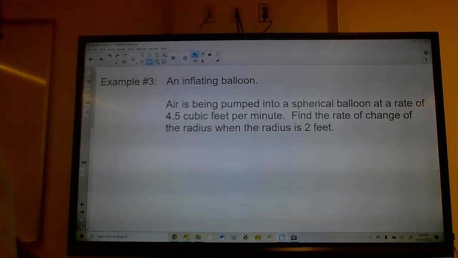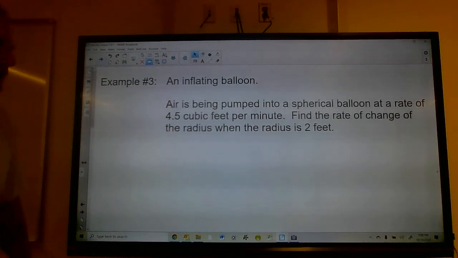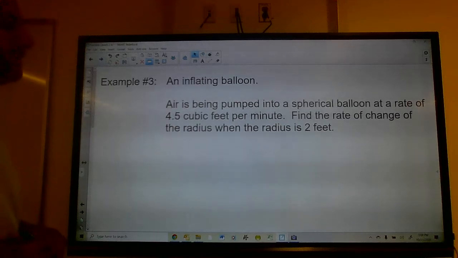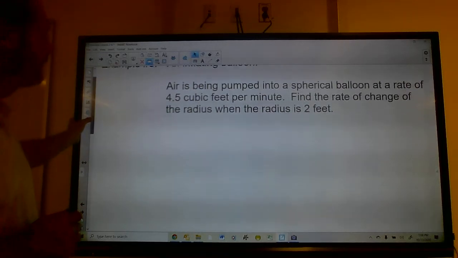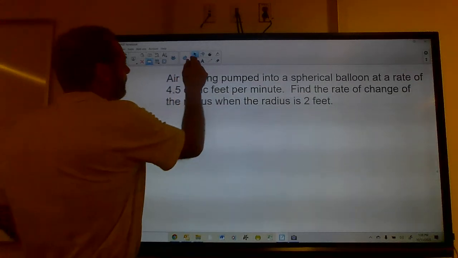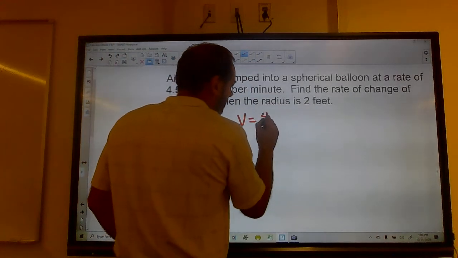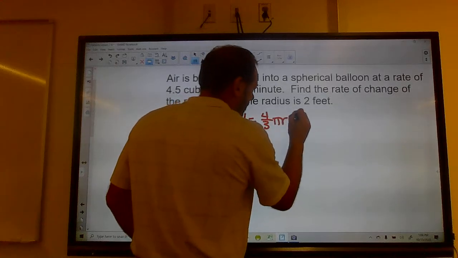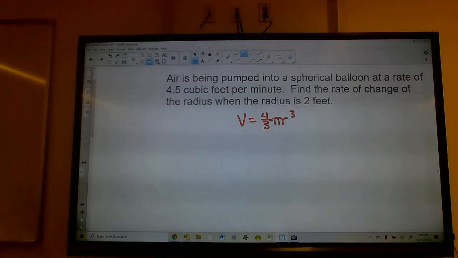All right, let's look at inflating a balloon. So air is being pumped into a spherical balloon at a rate of 4.5 cubic feet per minute. Find the rate of change of the radius when the radius is 2 feet. Okay, so first of all, we've got a spherical balloon, so we know that the volume is 4/3 pi r cubed. That's the volume formula for a sphere.